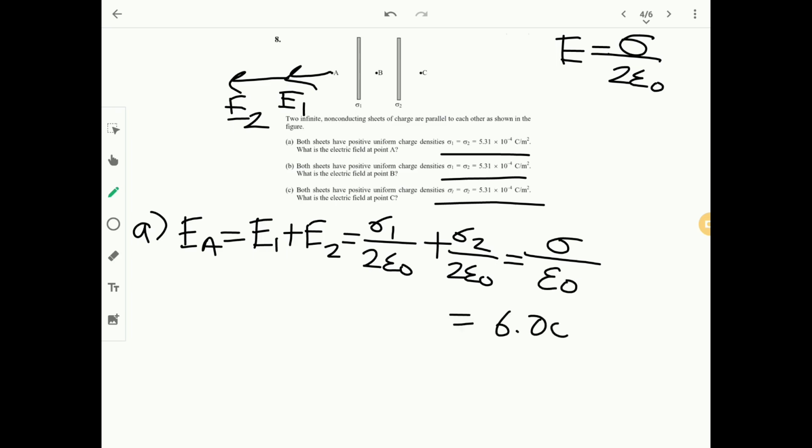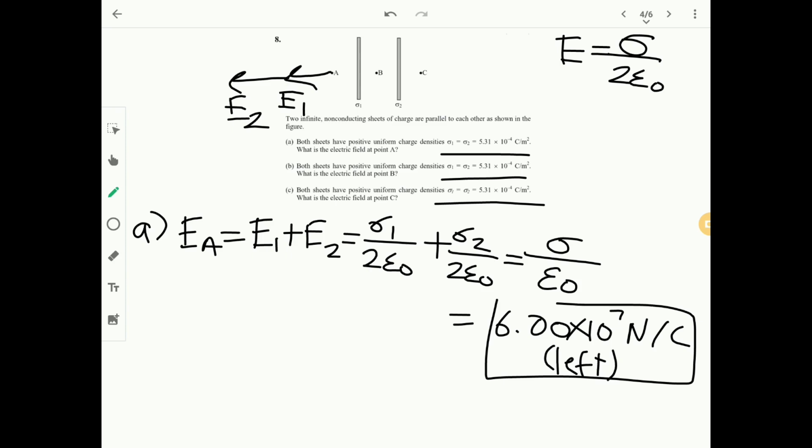Let's move on to part B. Now it's the same given, part B. And now we're just looking at point B. Since sigma 1 is positive, it points away, so to the right. So this is E1. And now since sigma 2 is positive, it points away, E2. Since these two are the same magnitudes, they cancel out, 0.